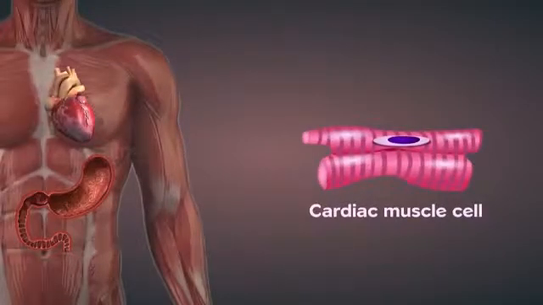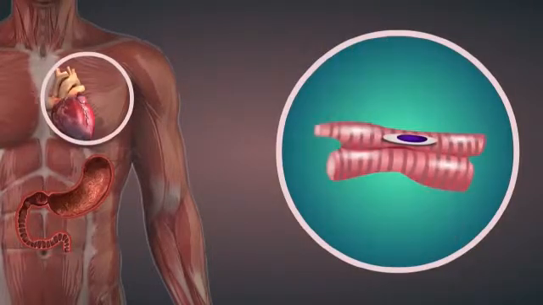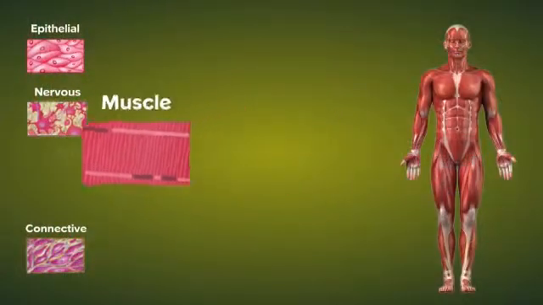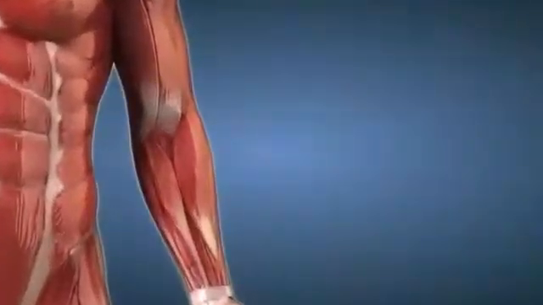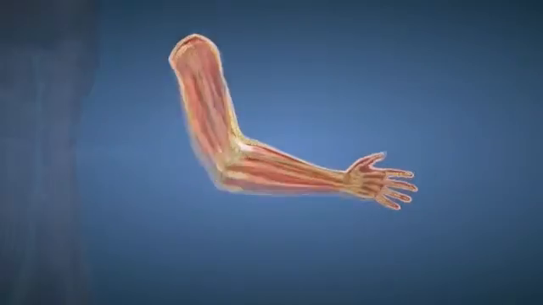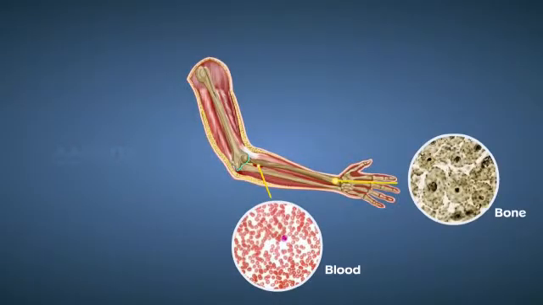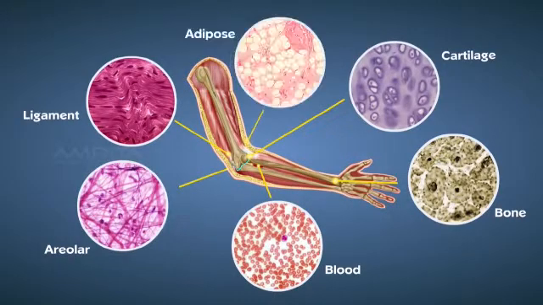The cardiac or heart muscles are involuntary muscle cells that contract and relax throughout life. They are cylindrical, branched, and uninucleated. The final tissue we look at is the connective tissue that binds and supports body parts and transports materials. Connective tissues are subdivided into blood, bone, ligament, cartilage, areolar, and adipose tissue.